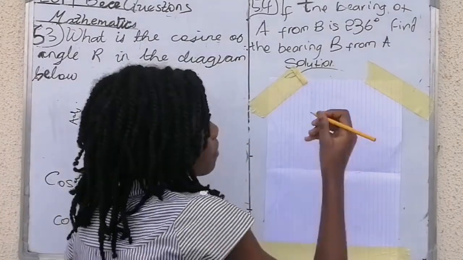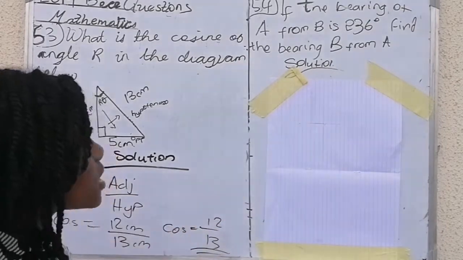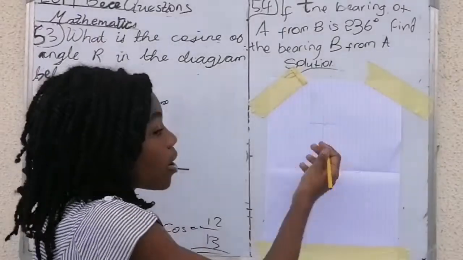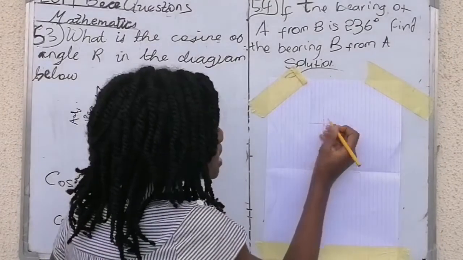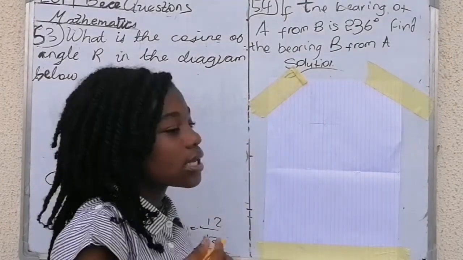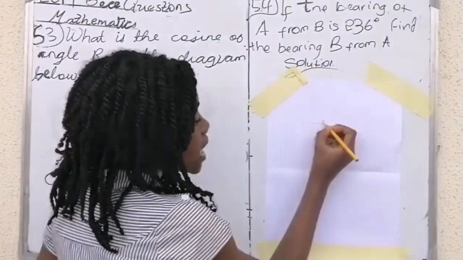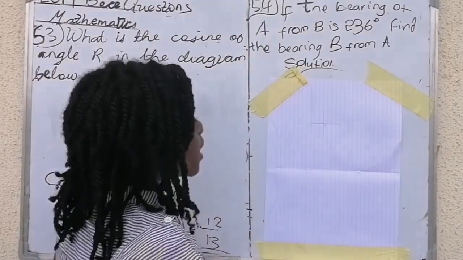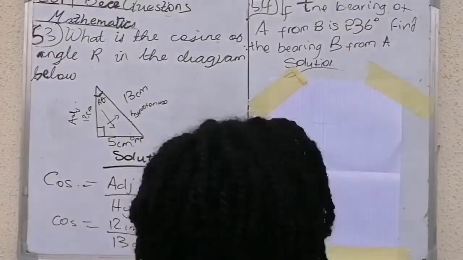Now we are being told that the bearing of A from B is 236 degrees. Whenever we're trying to draw the bearing of a particular point from another point, we need to always start from here to calculate. If we are told that the bearing of A from B is maybe 90 degrees, we start from here and calculate 90 degrees, stop at that point, then draw A. So now let me explain by drawing.